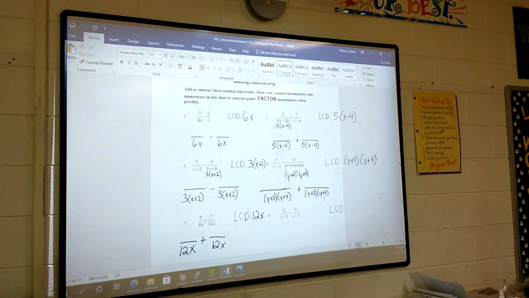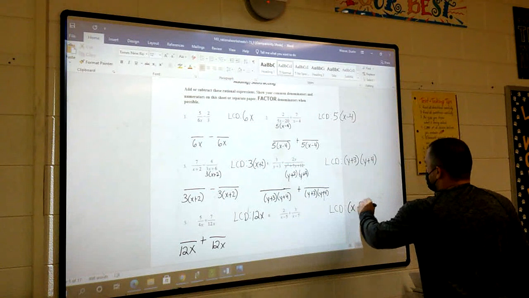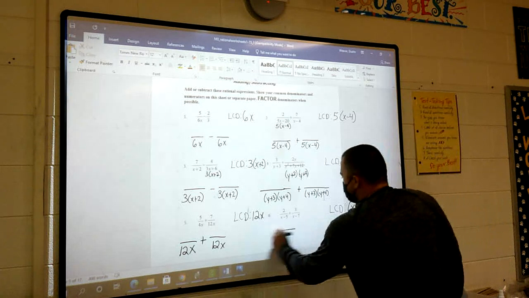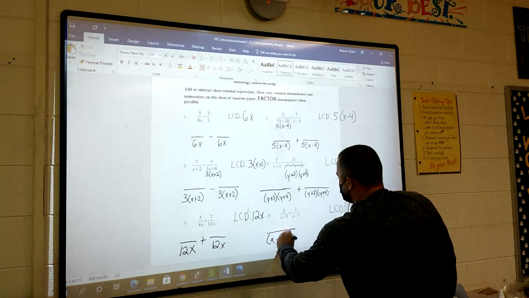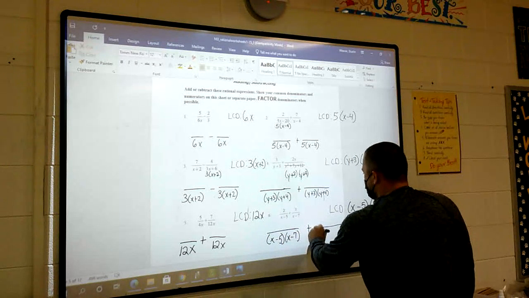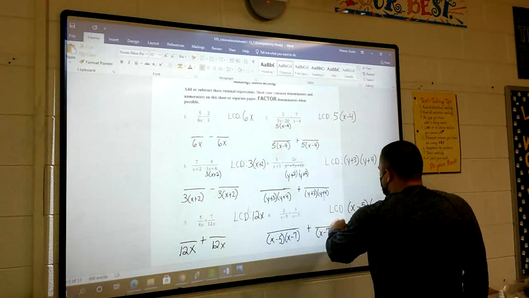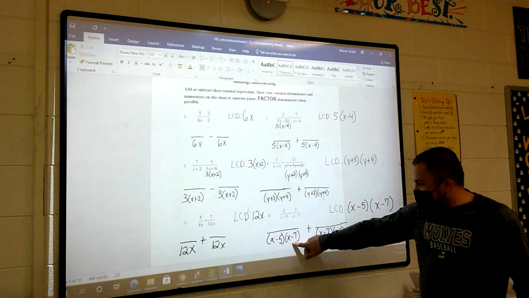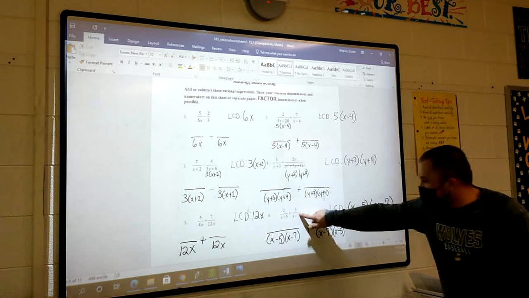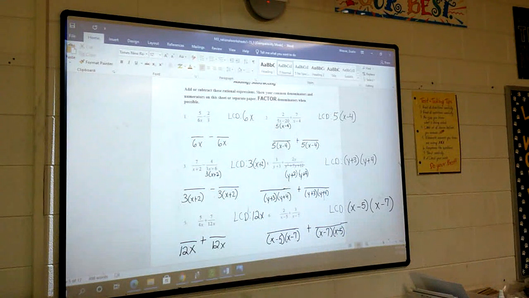Okay, and then number 6 looks like one of the ones we did in the example at the top. The first one has x minus 5 in its denominator. The second one has x minus 7 in its denominator. So that means you have to multiply each fraction by what they're missing. The first fraction is missing the x minus 7, so we've got to multiply it by x minus 7. The second fraction is missing the x minus 5, so we've got to multiply it by x minus 5. And then we can combine it.